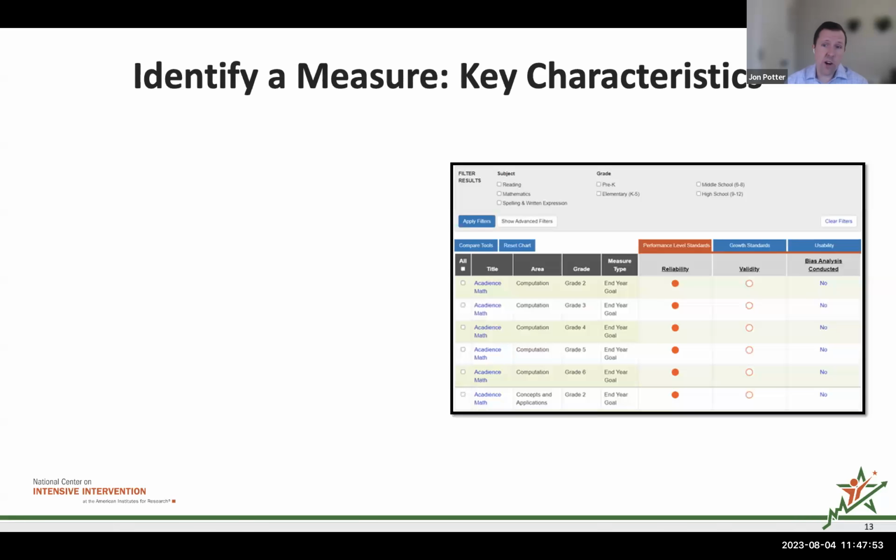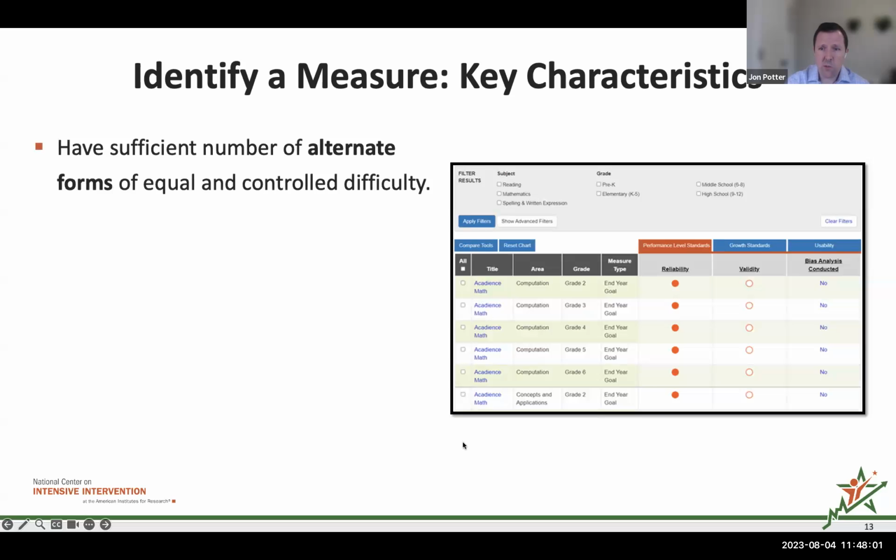So in terms of where you can go to start to identify some of these key characteristics and evaluate progress monitoring measures, NCII has a tools chart, a progress monitoring tools chart that can be useful for that. So a few things to think about that you want to have in your academic progress monitoring measure. You want to have a sufficient number of alternate forms that are equal in controlled difficulty. Again, they should be measuring the same level of difficulty. They shouldn't get easier or harder, because then it's hard to say if students are growing.